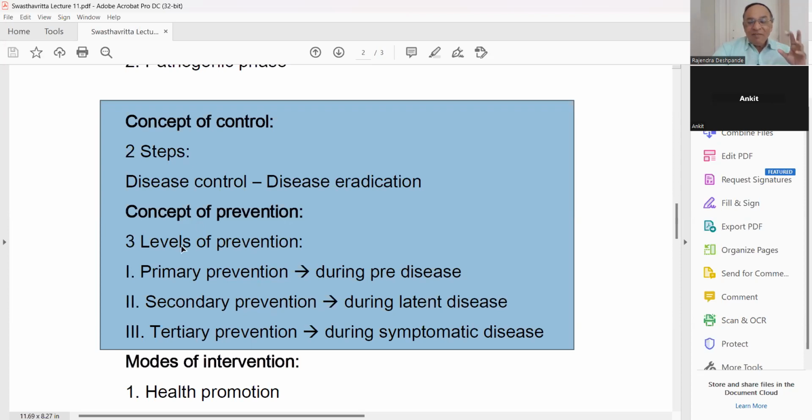So levels of prevention. What do you have to write in the notebook? Come on. Levels of prevention. First, I am dictating. Please write down. Cursor is here. Primary prevention. When is it to be done? During the pre-disease. I will tell you now how it can be done.